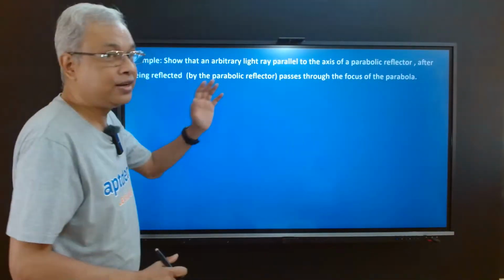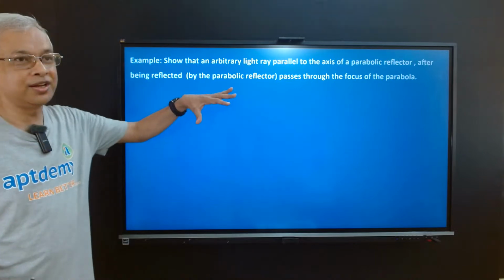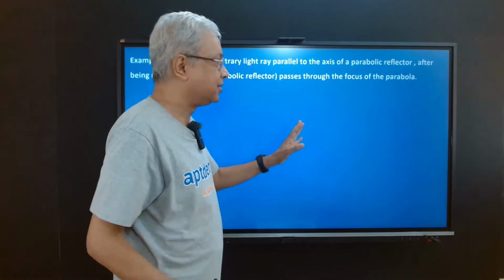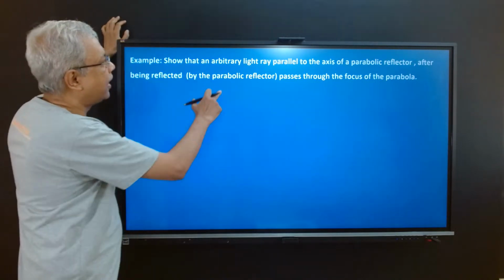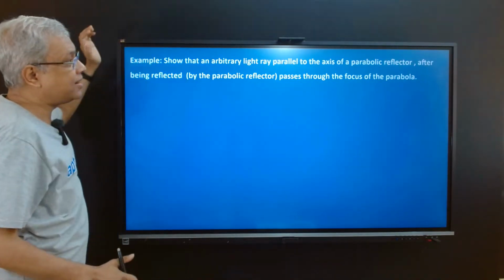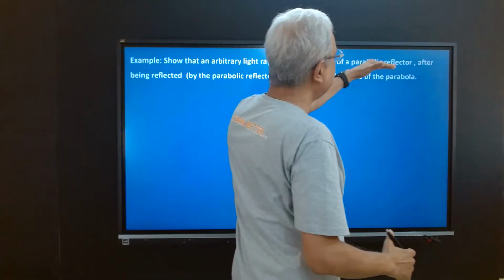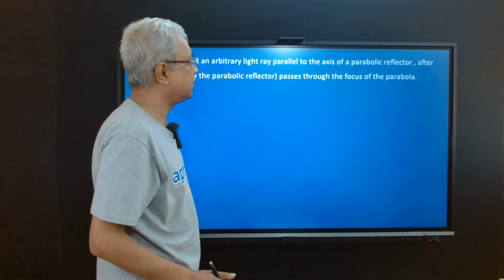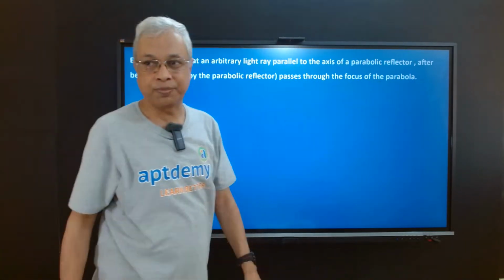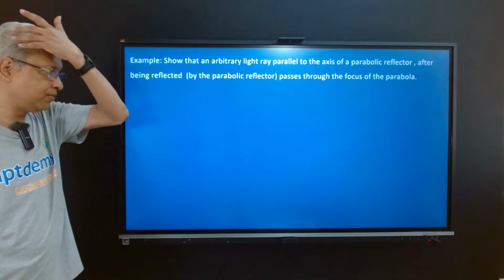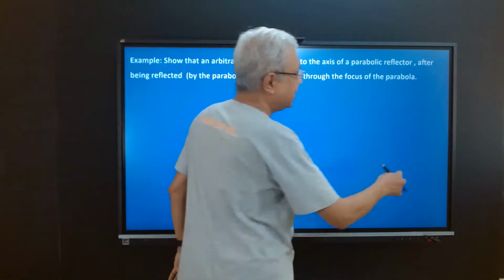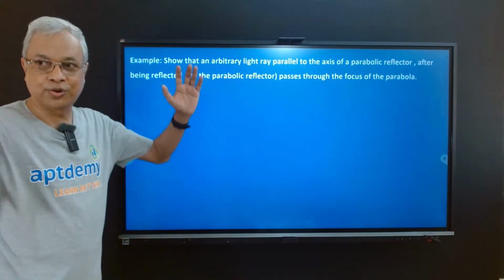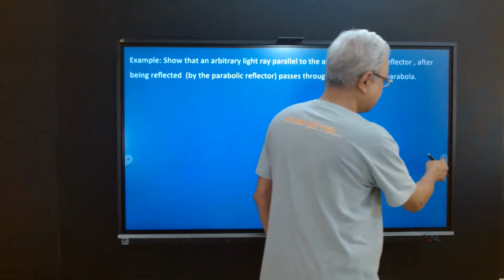The next problem is very interesting. I would say it is a very practical type of problem. See what is happening. Show that an arbitrary light ray parallel to the axis of a parabolic reflector, after being reflected by the parabolic reflector, passes through the focus of the parabola. A parabolic reflector is a very practical thing you might have seen in towers, telephone exchange buildings, mobile towers. A lot of parabolic reflectors you might have seen.